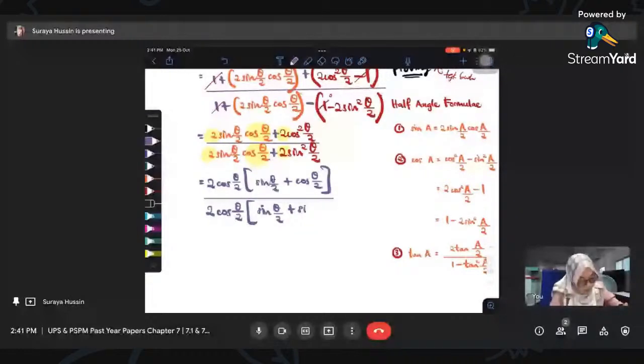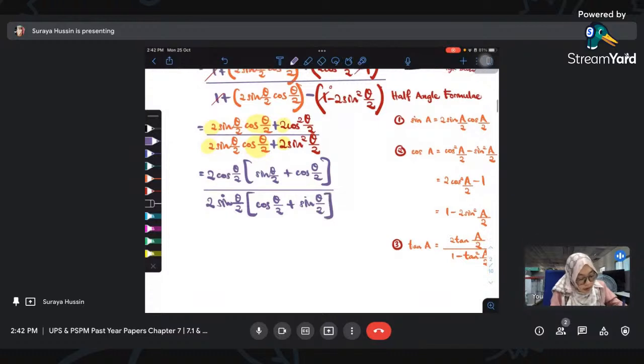Oh, bawah ni sin lah. Sorry about that. Here should be sin. Therefore, here should be cos. Plus with sin theta over 2. Okay. And you will see that atas dan bawah ni sama. This is sin theta over 2 and this is cos theta over 2 and they plus with each other. Therefore, we can cut it. They are just equals to 1.